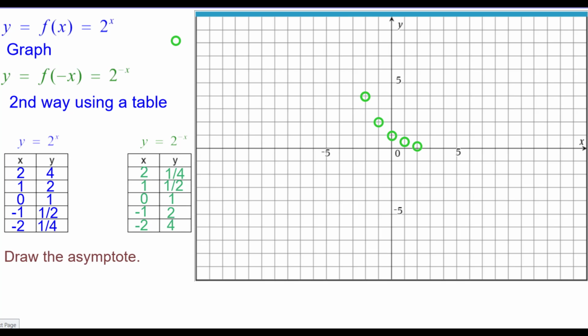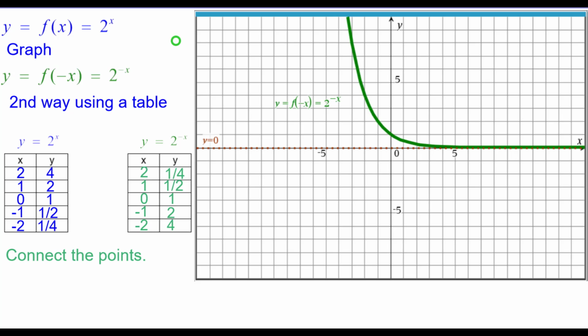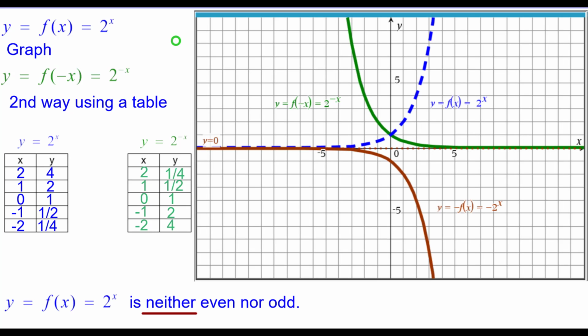Draw the asymptote, the x-axis, or the line y equals 0. And connecting the points, comparing it to 2 to the x and the opposite of 2 to the x, neither one of them are equal, so 2 to the x is neither even nor odd.